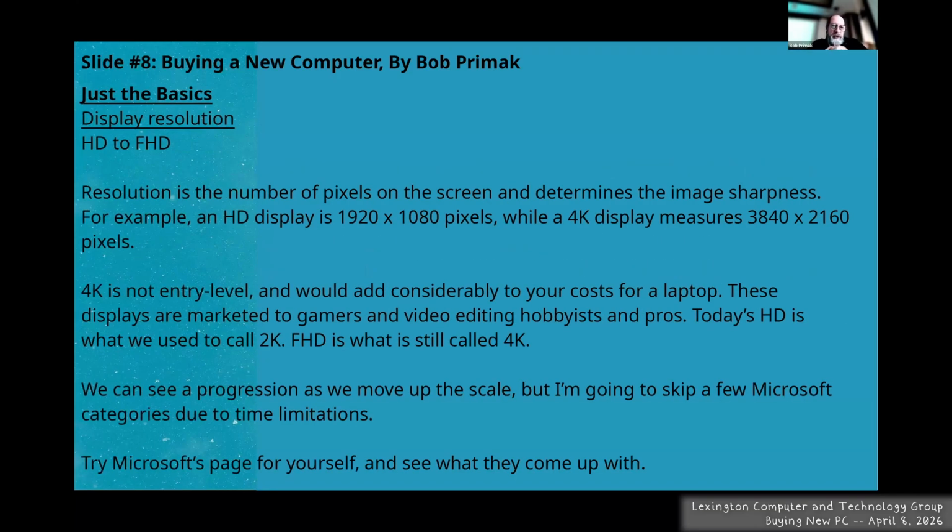And the display resolution is the number of pixels on the screen, determines the image sharpness. HD, as Microsoft calls it, is now 1920 by 1080. That's the old 2K. And 4K is 3840 by 2160. And you'd be crazy to get that in an entry-level machine. And you couldn't.